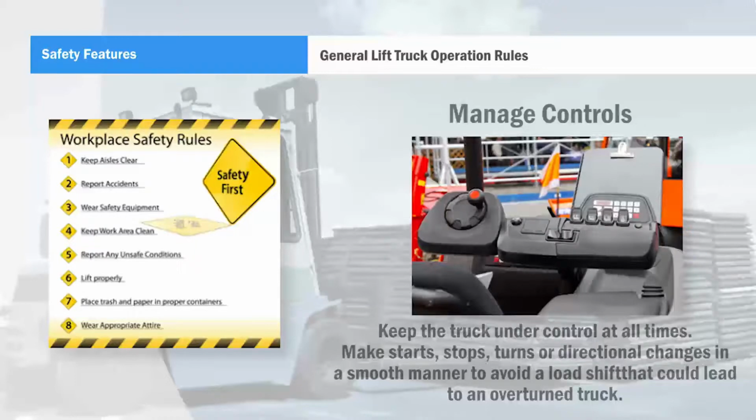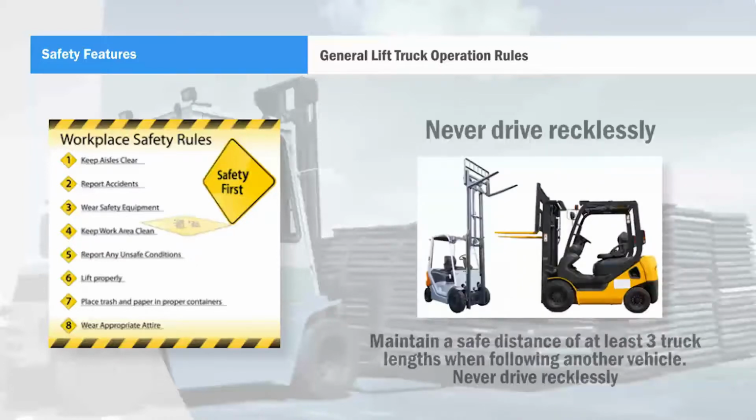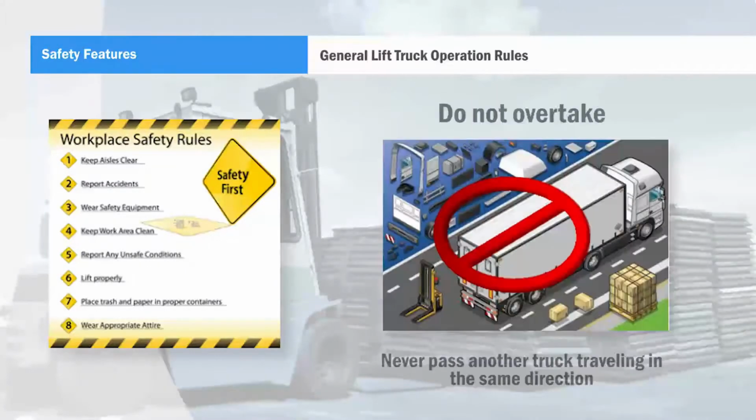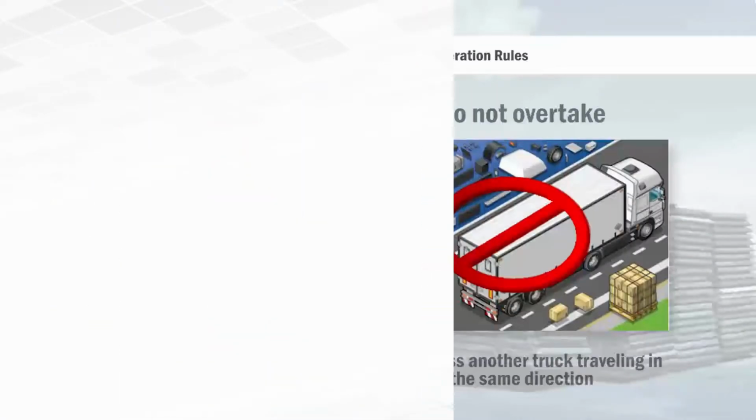Manage controls. Keep the truck under control at all times. Make starts, stops, turns, or directional changes in a smooth manner to avoid a load shift that could lead to an overturned truck. Never drive recklessly. Maintain a safe distance of at least 3 truck lengths when following another vehicle. Do not overtake. Never pass another truck traveling in the same direction.